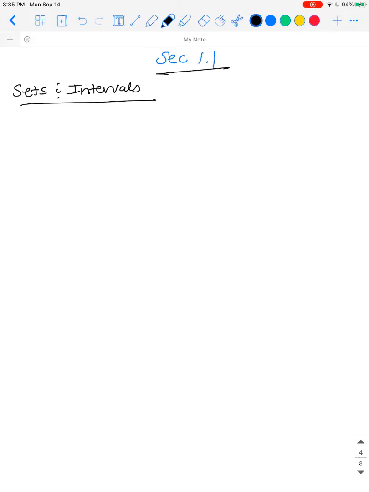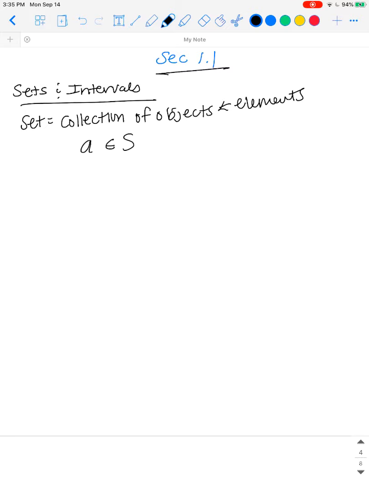So a set is a collection of objects, and the objects are just elements of the set. So I could even have like a set of oranges, a set of numbers, a set of the even numbers, or just different things. So we've already seen that this symbol means A is an element of S. If it's not an element, we just cross it out. So S is our set.